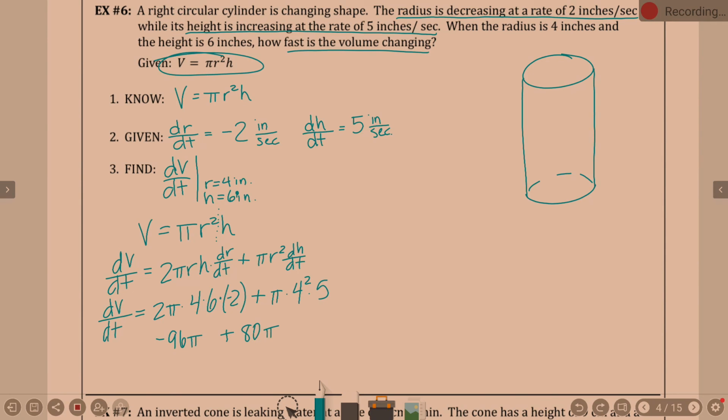So I have 80 pi. Negative 96 pi plus 80 pi is negative 16 pi. Change in volume over time is negative 16 pi. What would be a dV/dt label? Change in volume per time. Volume is inches cubed per second.